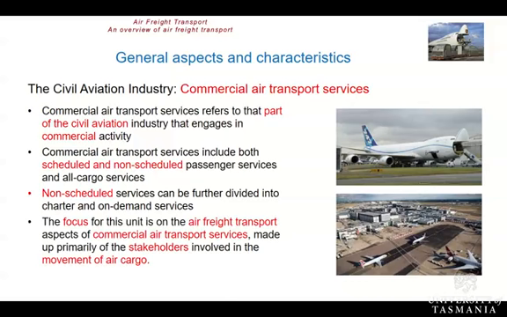So the focus of this particular unit is going to be on this particular area, but specific to air freight transport, and essentially all the stakeholders that make up the air freight transport industry. We're going to discuss and talk about it. And it's just those parties that are involved in the movement of air cargo.